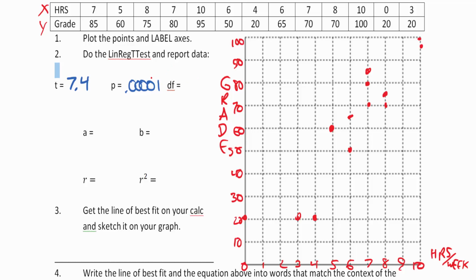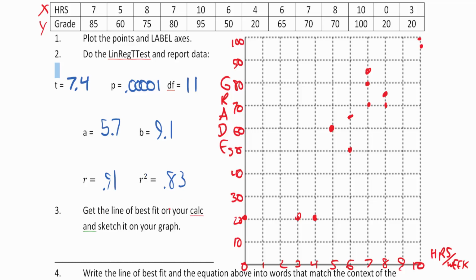Please do not write your p-values as exponentially notated numbers. Write them as decimals. That way we can compare them to alpha correctly. 11 degrees of freedom, because we had 13 students, and 13 minus 2 is 11. And our A value is 5.7. Our B value is 9.1. Our R value is 0.91, and our R squared value is 0.83.